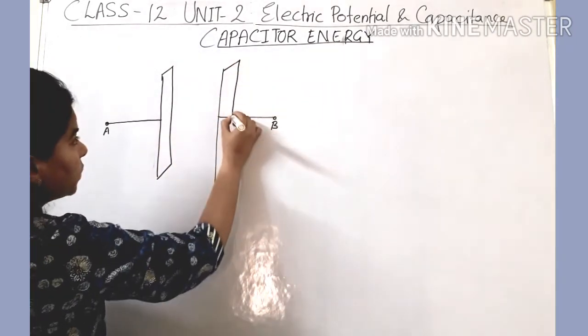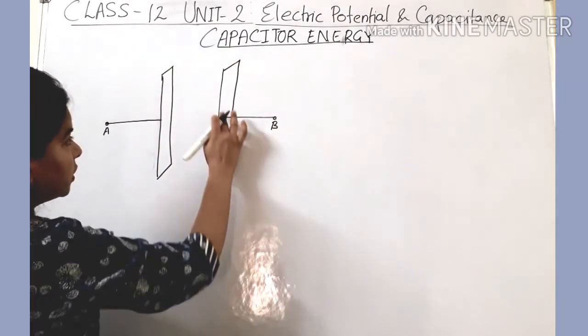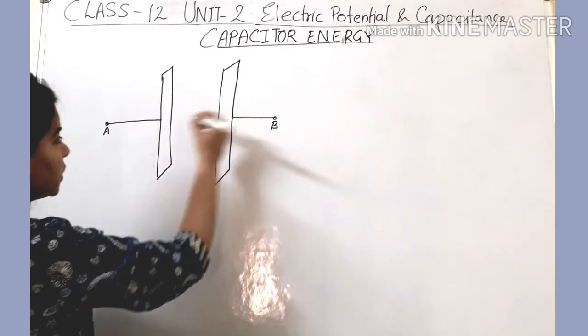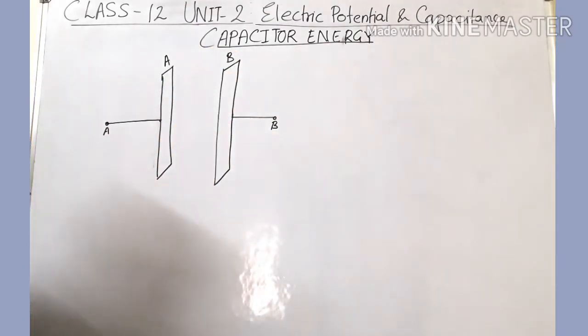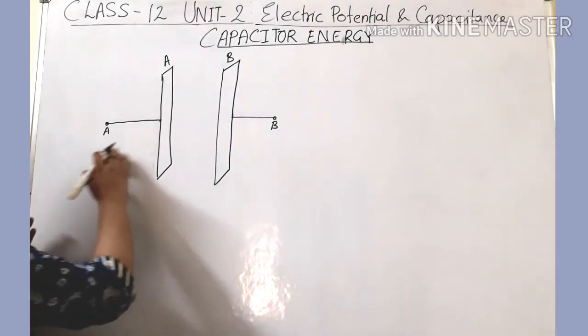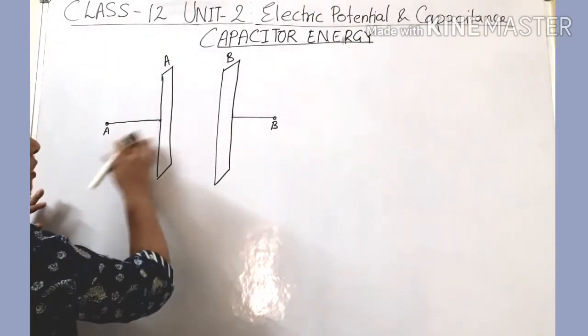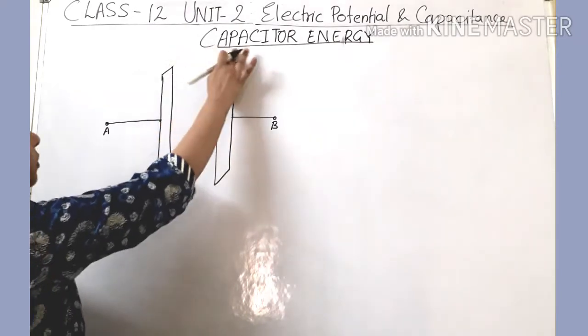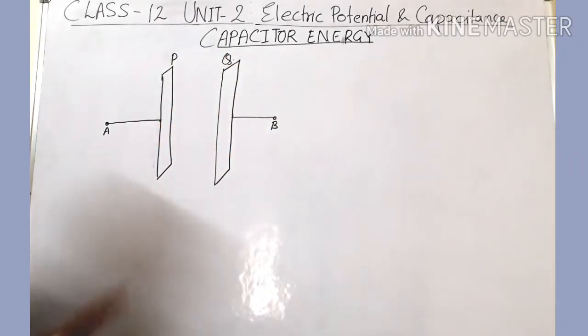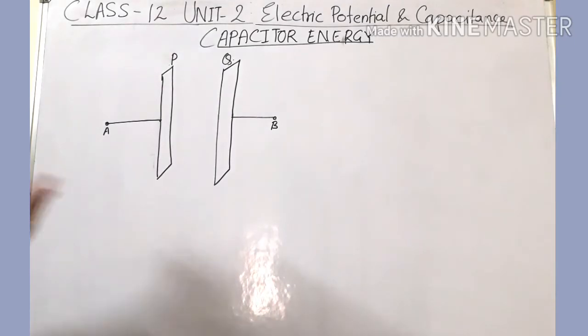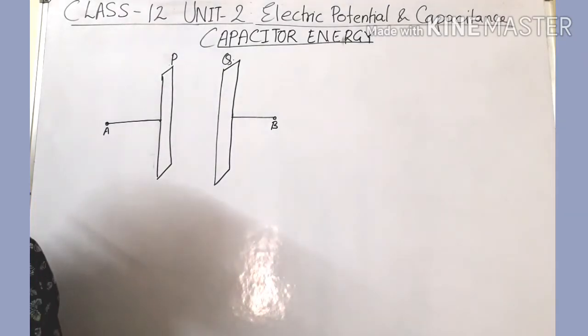This is the side view. You can see these are plates, plate A and plate B. Okay, these are the plates. As I have given the symbols of the terminals as A and B, I must take the plates as P and Q. So these are the two plates which are placed parallel to each other.